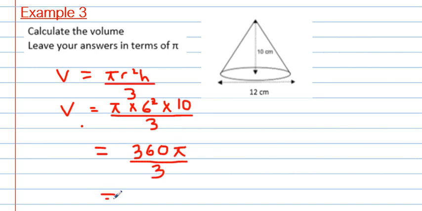And if I simplify that by cancelling down, how many 3's here? 1. How many 3's here? 1. How many in 6? 2. And the 0. Okay, don't forget. So my answer for this question will be 120 pi. Leave your answer in terms of pi, means in your final answer, you must have pi there. You must not use the value of pi.